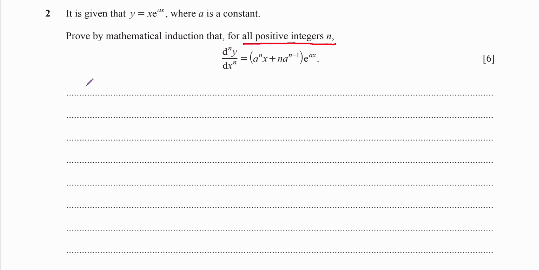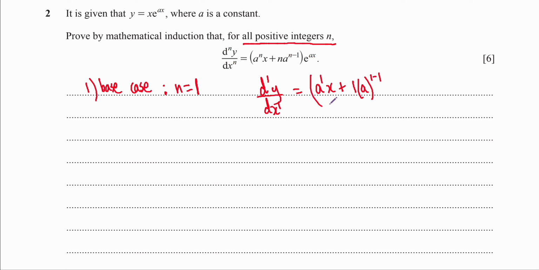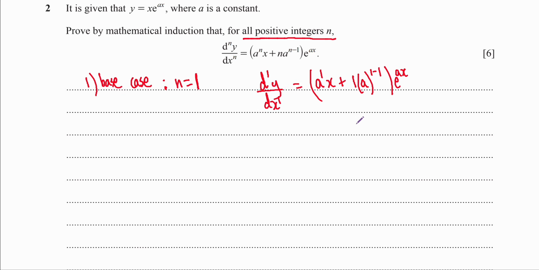Okay, so of course the first step is the base case. And if this is not making sense, then go watch my other video on induction, where it's an introduction and divisibility proof, and it should start making sense to you from there. So when n is equal to 1, that would be our base case, because for positive integers n, 1 is the smallest positive integer. We have d^1 y by dx^1 is equal to a^1 x plus 1 times a^(1-1), and then e to the power ax. So all I'm doing is, wherever there is an n, I'm putting a 1 instead, because it's the first case.